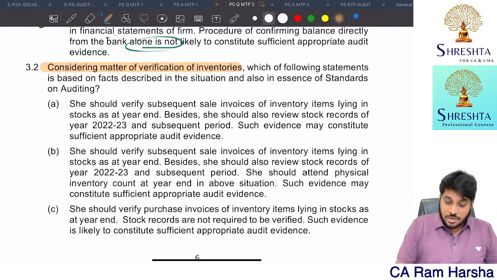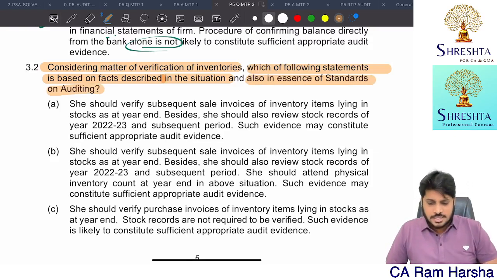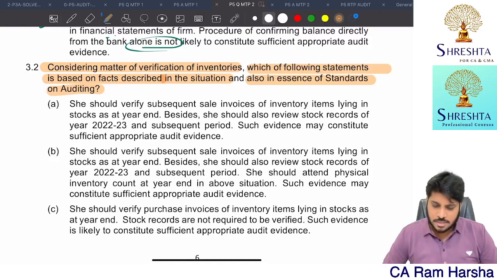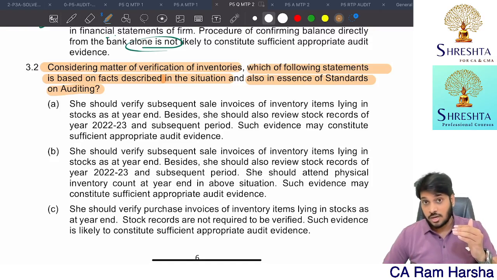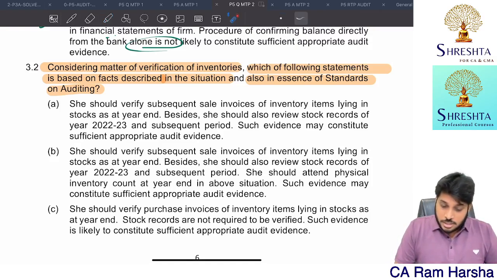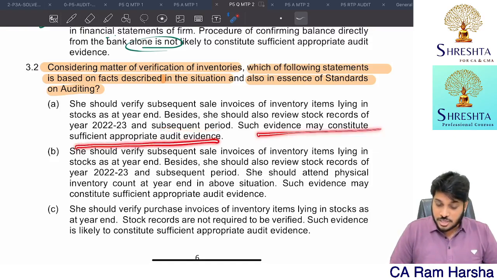Considering the matter of verification of inventory, which of the following statements is based on the facts described in the situation and also the essence of the standard on auditing? Inventory point, what she said, purchase bills are also internal. No. She should verify subsequent sale invoices of inventory items lying in the stock as at year end. Besides, she should also review stock records of 2022-23 and subsequent period. Such evidence may constitute sufficient appropriate audit evidence.